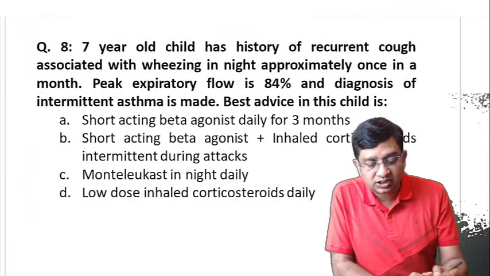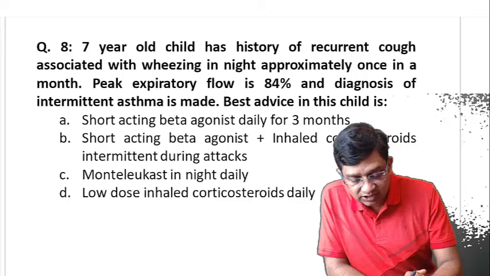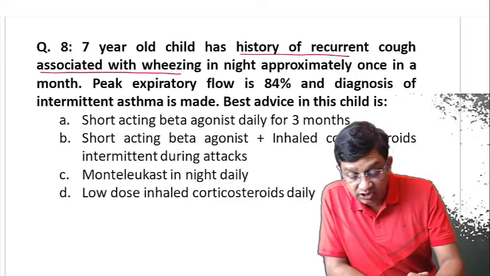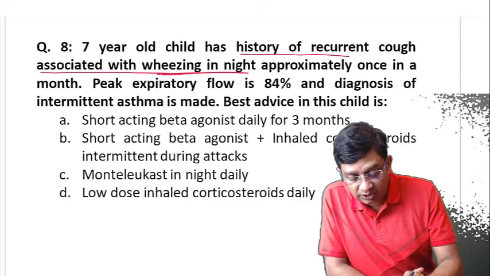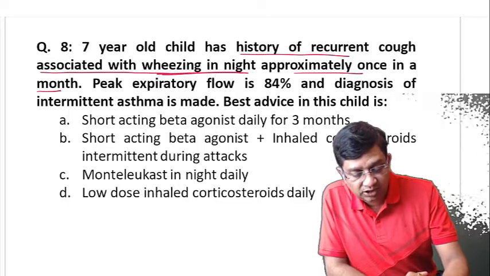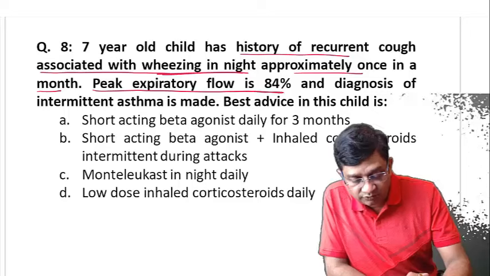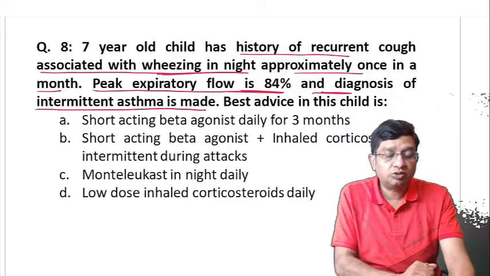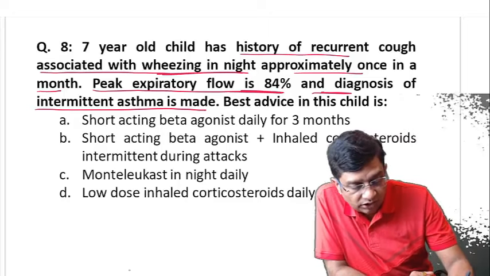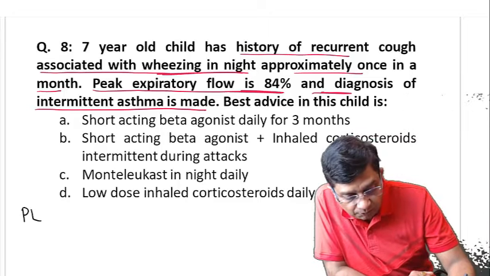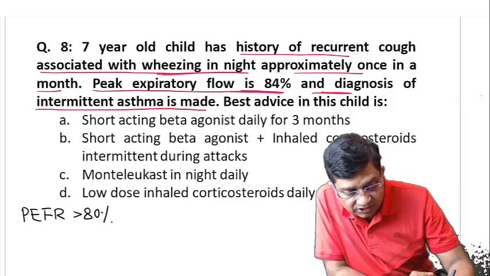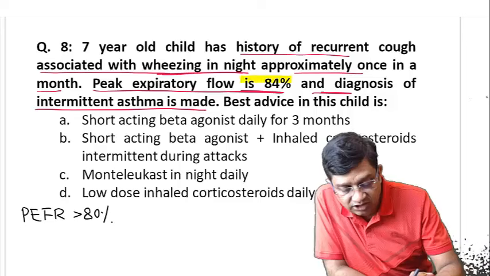Next one, a 7-year-old child has history of recurrent cough associated with wheezing in night. Wheezing in night approximately once in a month. Peak expiratory flow is 84%. Diagnosis of intermittent asthma is made. So in the intermittent asthma, one thing you should remember is the peak expiratory flow rate is more than 80%, and here it is given is 84%.